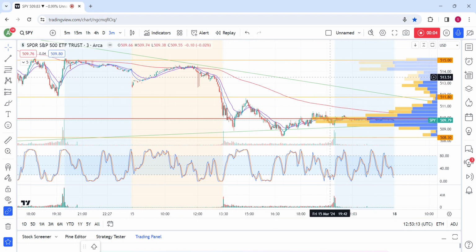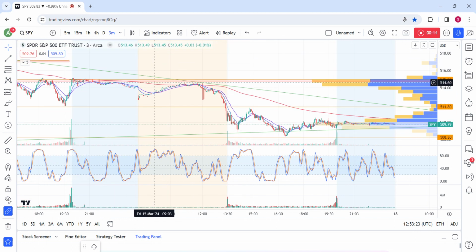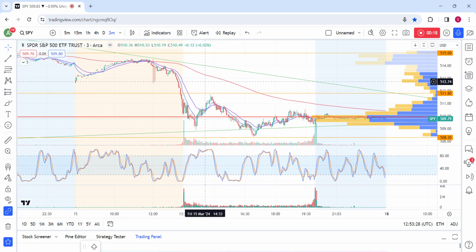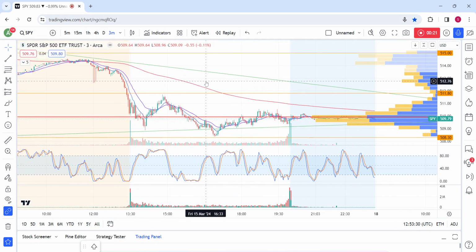Hey guys, here's a quick video on balance versus imbalance and a great setup that we can find using pretty much any stock, right? But I'm going to be using SPY as an example. So, Friday session. It was overall a very choppy session.